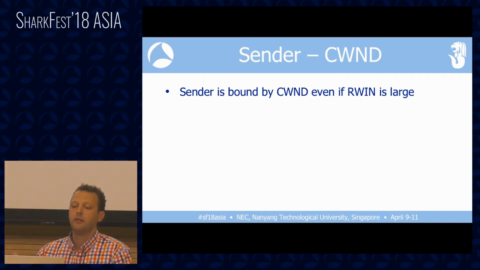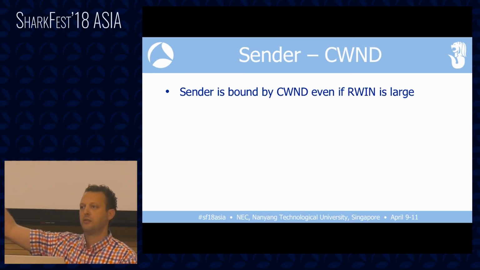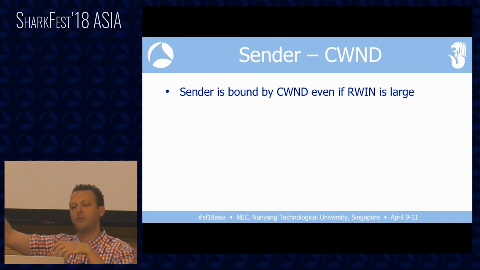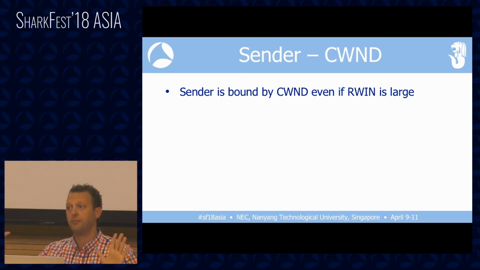So, as I've said, the sender is bound by the congestion window even if we have space with the receive window. The receive window is 64K. We're at the beginning of a connection. We've got up to a congestion window of, say, 10 packets. Well, we're going to stop, and we're going to wait for acknowledgments to come in.